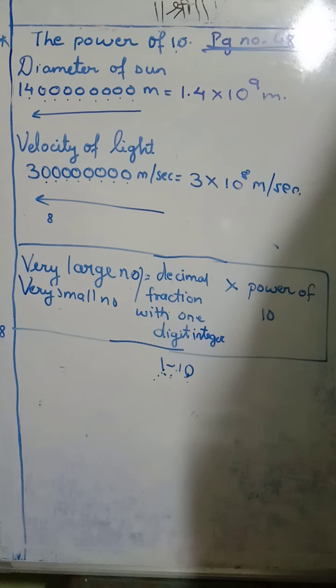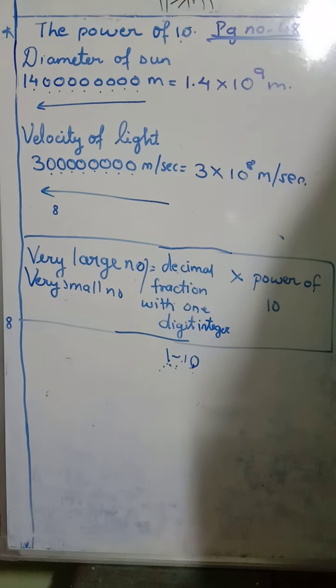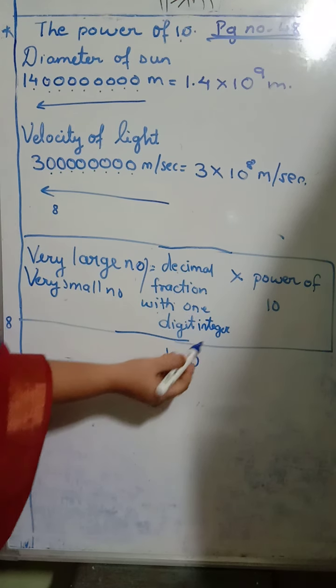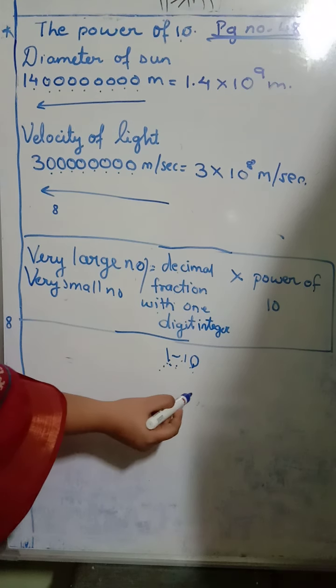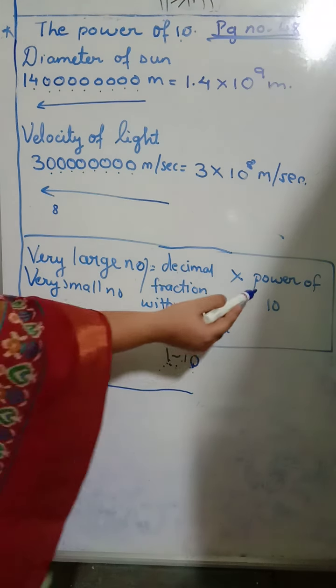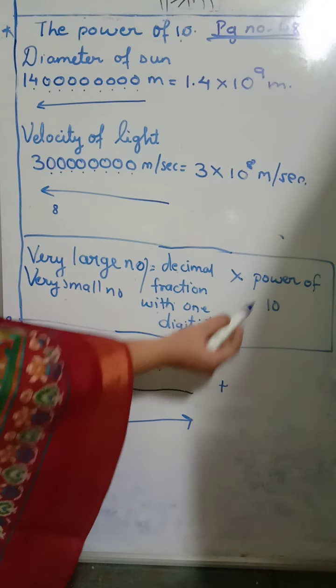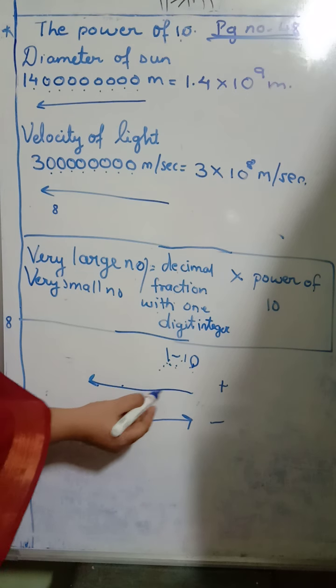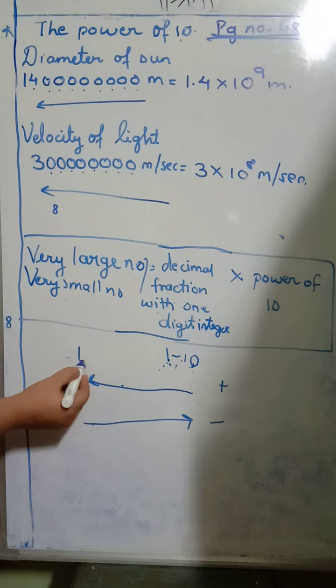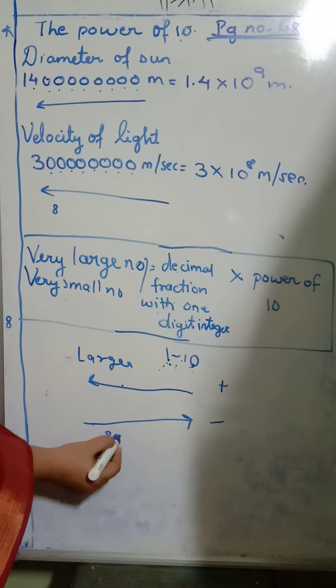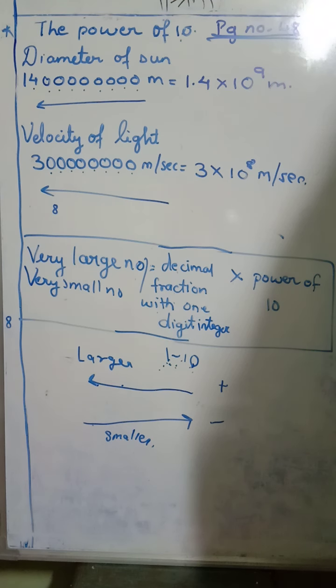So in this way we have solved those statements. Just keep in mind, children, that you want a decimal fraction with one digit integer, which should be between 1 and 10. When you are counting towards the left hand side, your power will be positive, and when you are counting towards the right hand side, your power will be negative. Going to the left hand side means it is a larger number, and going to the right hand side means it is a smaller number. So in this way we have learned how maths is used in science and in astronomy.